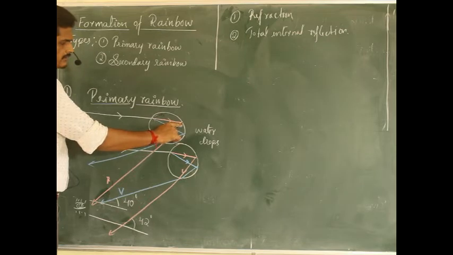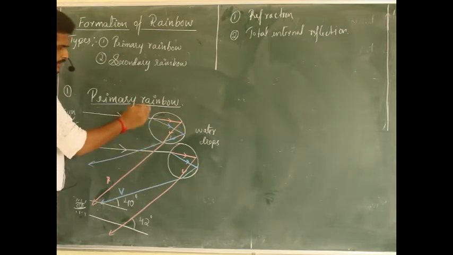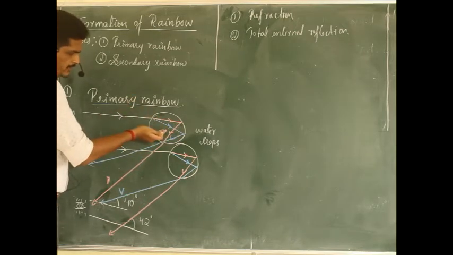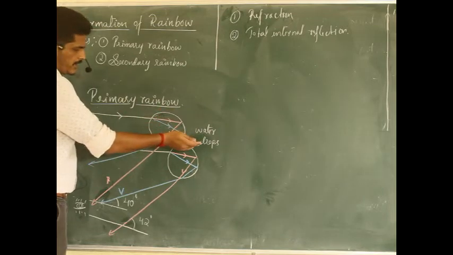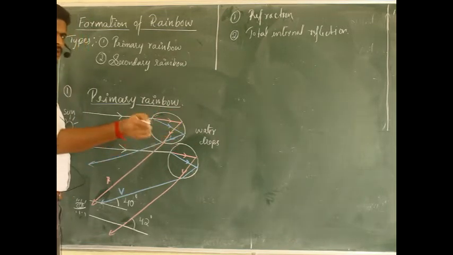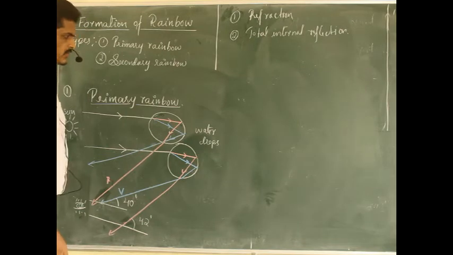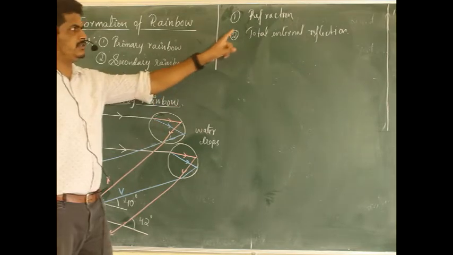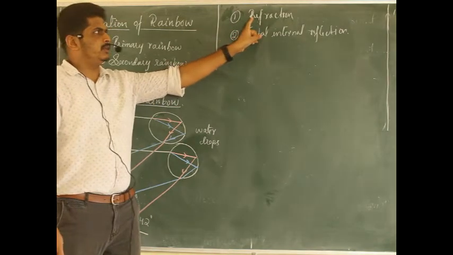Soon after that, you can see reflection taking place. The ray of light is traveling inside the water medium, trying to go out, but it reflects back. That is total internal reflection. So the conditions are satisfied here. You can see the conditions that should be satisfied in order to form a rainbow.